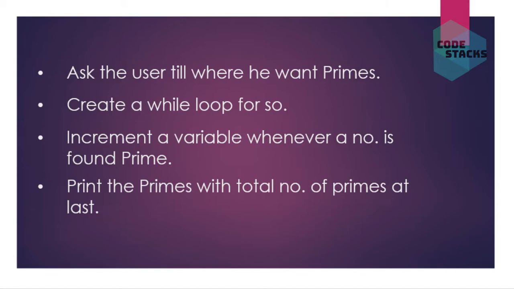After that we have to ask the user till where he/she wants the prime. Now we have to create a while loop for so. We have to increment a variable whenever a number is found prime. So we are basically incrementing a variable so that we can check in total how many primes there were. After that we just have to simply print the prime numbers with the total number of primes at last.